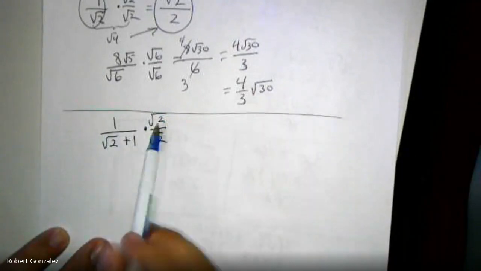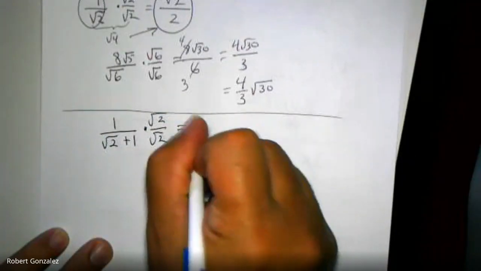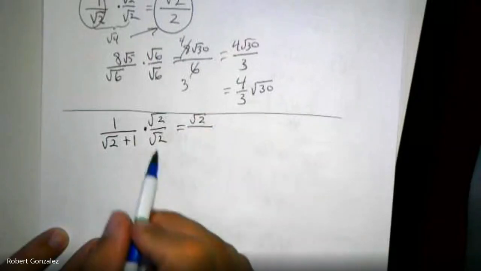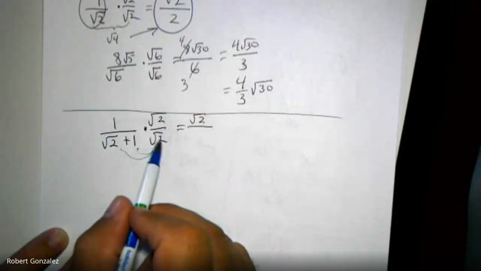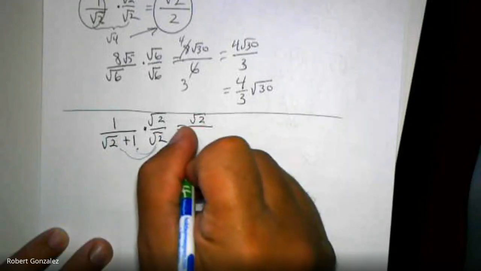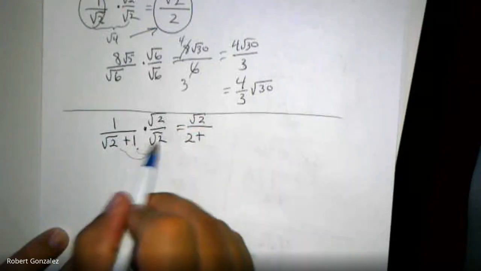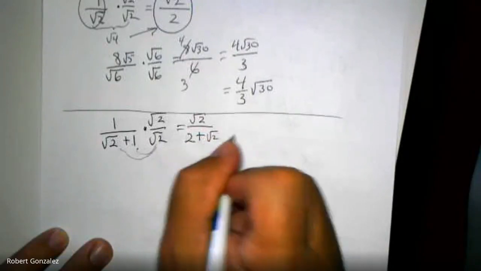Let's do it. So 1 times radical 2 is radical 2. And on the bottom, I have to distribute. You agree with that? I hope you agree with that. So radical 2 times radical 2 is 2. And 1 times radical 2 is, whoa.